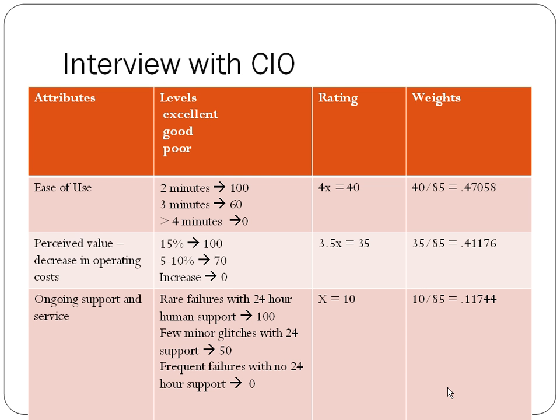To standardize the weights so that they add to 1, the points for each attribute are divided by the sum of the points. In this case, the sum of the points is 85, and therefore we divide the points for each attribute by 85 to yield the relative weights of each attribute.